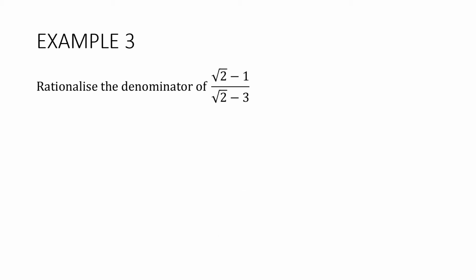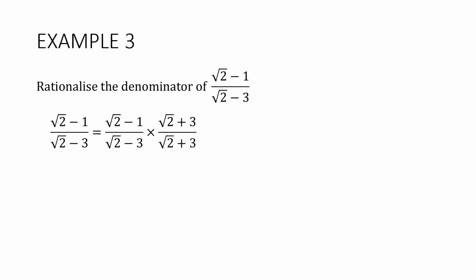Okay, one more example. Rationalise the denominator of root 2 minus 1 all over root 2 minus 3. So we're going to multiply top and bottom by root 2 plus 3. Now, important note here. We don't want to multiply top and bottom by root 2 plus 1, the conjugate of the numerator. That will actually rationalise the numerator, which is of no use to us. So, top and bottom by root 2 plus 3.